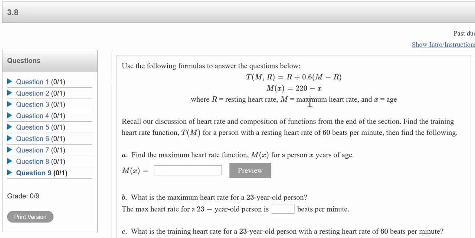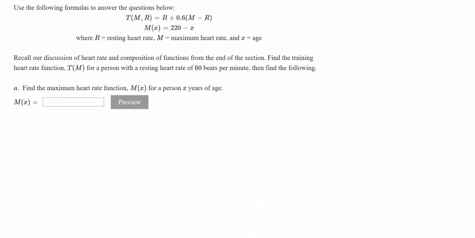So let me go to a worksheet that I can work with here. All right, let's look at this. Use the following formulas. Talked about that already here. So this is like a formula within a formula. It's particularly right here: training heart rate is made up of maximum heart rate and resting.